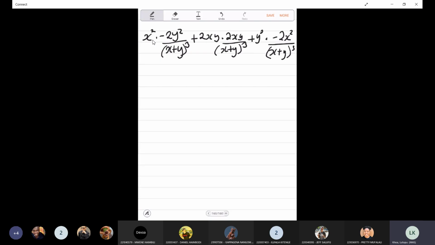So this here is minus 2x squared y squared plus 4x squared y squared plus minus 2x squared y squared. This is all over x plus y to the power of 3. And we can see that our numerator is 0. So this is just equal to 0.